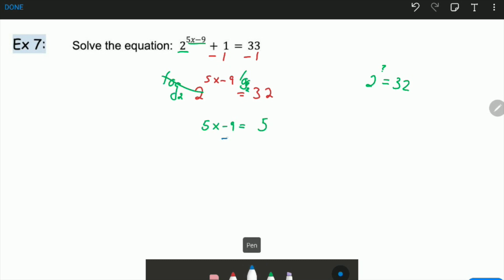From there, it's just a two-step equation, plus 9, so 5x equals 14. And divide by 5 on both sides. X equals 14 over 5, or 2.8 as a decimal. There we have it.